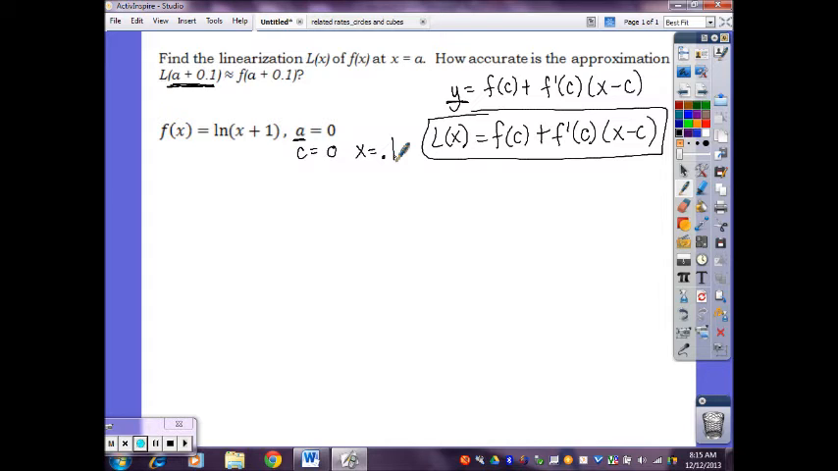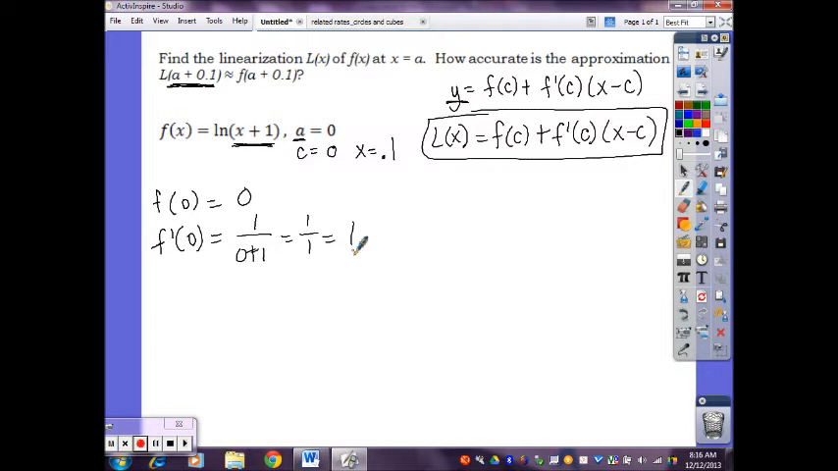And then I need to find the linearization. So I need f of c, which would be f of 0. I need f prime of c, so f prime of 0. f of 0 would be plugging 0 into our function. Natural log of 1 is 0. And then f prime of 0, where you have to remember the derivative of natural log, which is u prime over u. x plus 1 is your u, and the derivative of that is just 1. And then u would be x plus 1. And instead of x, we're plugging in 0. So get rid of the x, replace it with 0. That was just 1 over 1, which is just 1.